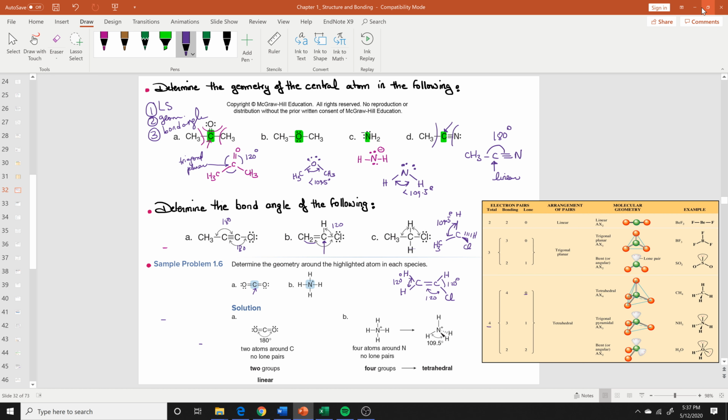Same thing for that nitrogen. It has 4 groups around it, 0 lone pair. The geometry is tetrahedral. So the geometry is going to be tetrahedral with 4 groups. And tetrahedral means that I need to have a bond angle of 109.5.